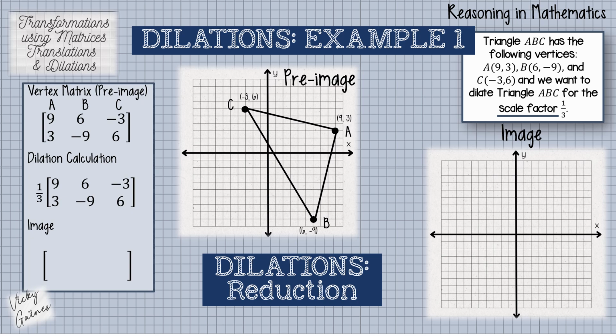So let's see. 1/3 of 9 is 3 for A prime. 1/3 of 3 is 1. So A prime is at the point 3, 1. Let's do B prime. 1/3 of 6 is 2. 1/3 of negative 9 is negative 3. Let's graph that. It's the point 2, negative 3. 1/3 of negative 3 is negative 1. 1/3 of 6 is 2. That gives us the point negative 1, 2. There we go. We performed the dilation with scale factor 1/3, and there is the image.